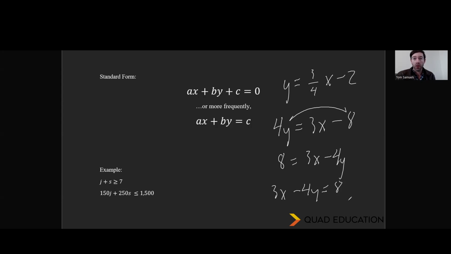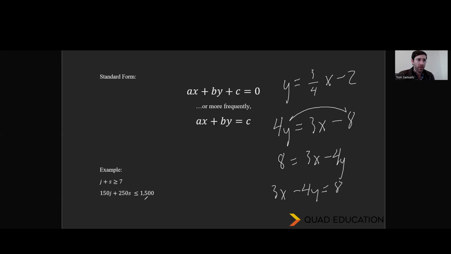The second thing is they will use this form for expressing inequalities in long word problems. So the example here down in the left-hand corner is going to be J and S. In this situation, they may say something like, you need to hire some coders to work on some software for you. You can either hire junior coders or senior coders, and you need to have at least 7 working for you every day. Now, the junior coders cost $150 a day, and the senior coders cost you $250 a day, and your daily budget for coding is $1,500.